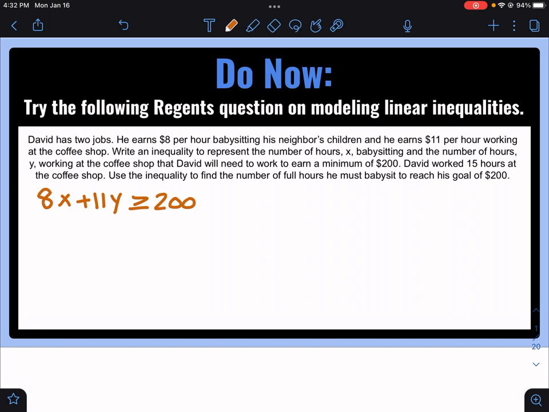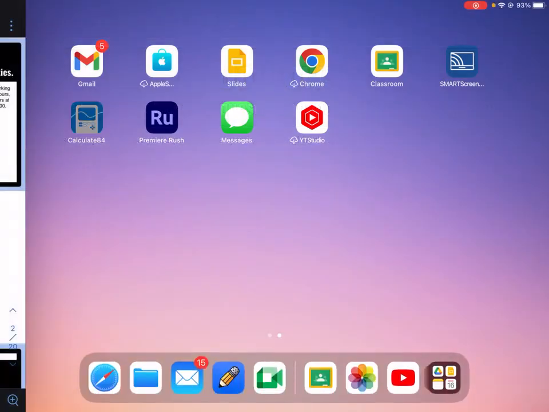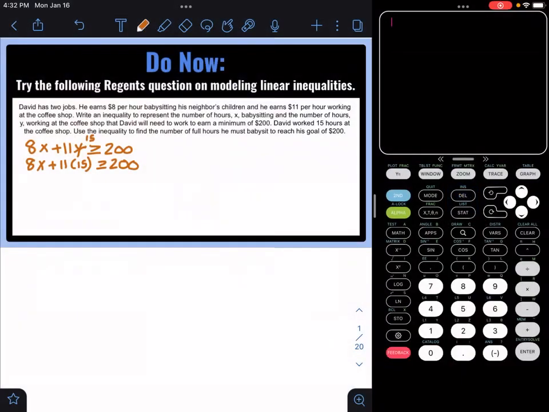It says David worked a total of 15 hours at the coffee shop. So y equals 15, so I can replace that with 15. So I would have 8x plus 11 times 15 is greater than or equal to 200. And they want me to see how many full hours would he need to work at babysitting to reach the 200. All right, well, let's see.